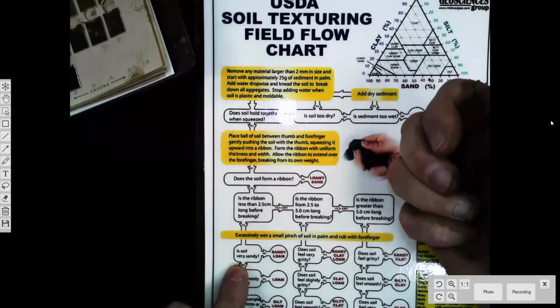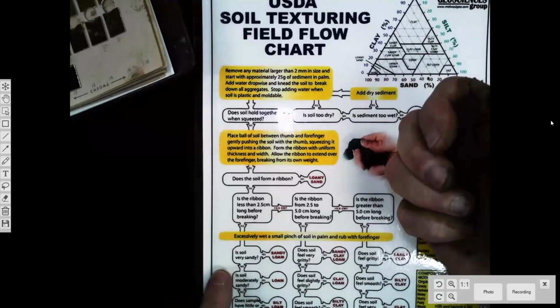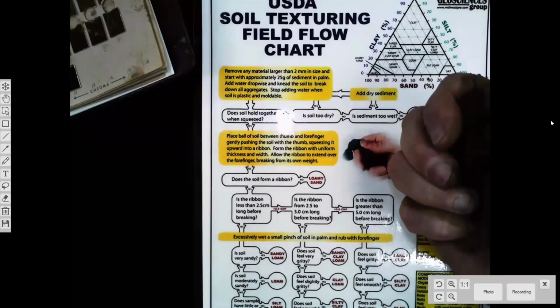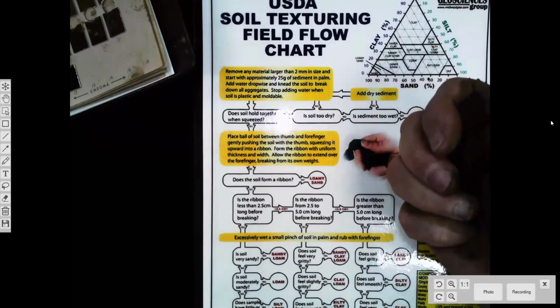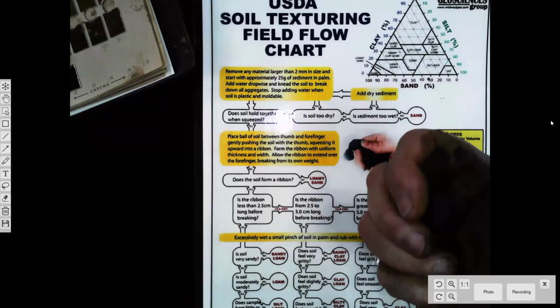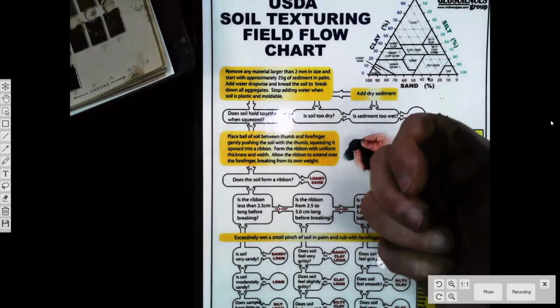I don't feel any. Is it moderately sandy? No, I really don't feel anything. It feels sort of very silky smooth to it. And so does the sample have little or no sand? And so we hopefully are coming up with an answer of silt loam.